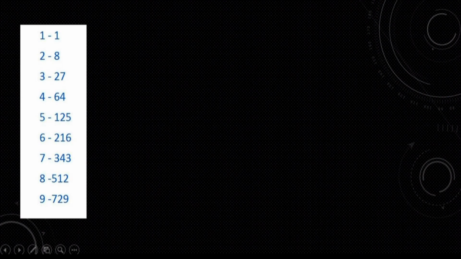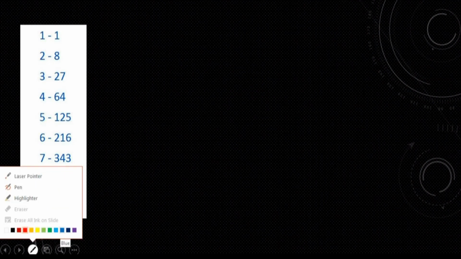And in fact, I think you don't have to memorize this. I'll show you another technique to remember these cubes. So we'll see that now.